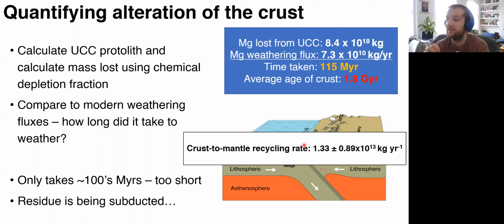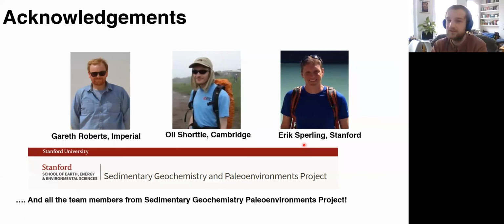So all of this is just from the major element composition of the upper continental crust. And we've managed to put a constraint on how much sediment has been subducted into the mantle, which we think is quite exciting. So just before I finish, I really want to thank my supervisors: Gareth Roberts and Ollie Shortall, my primary supervisors at Cambridge and Imperial, and Eric Sperling at Stanford, who really masterminded the Sedimentary Geochemistry and Paleoenvironment project. And I especially want to thank all of the team members from this collaborative project who contributed their data and helped us work out what I think are some really neat research problems.